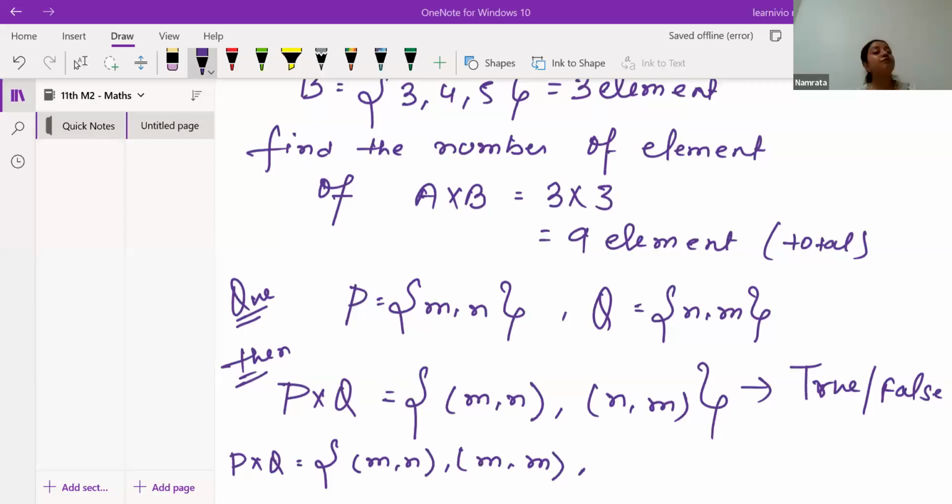Now, the other concept is let's find the total number of elements in P cross Q. Without even knowing the set, we can find the total number of elements. And if we know the set, then also we can find it. Here P has two elements, 1, 2. Q has two elements, 1, 2. So P cross Q will have 2 times 2, that is 4 elements.